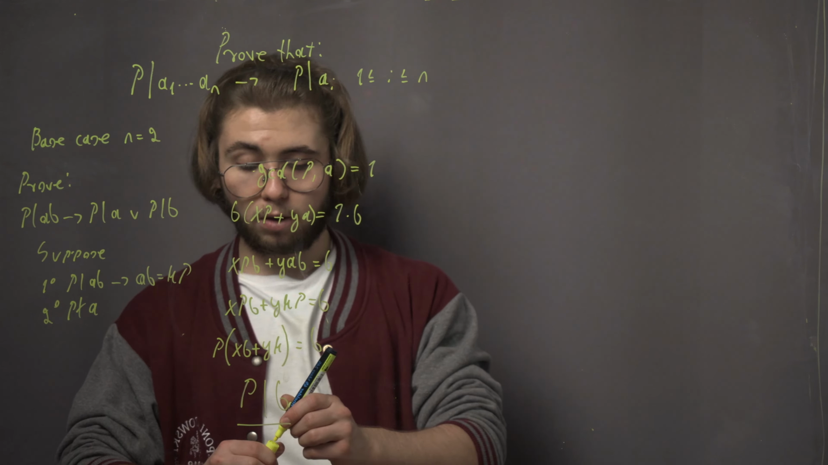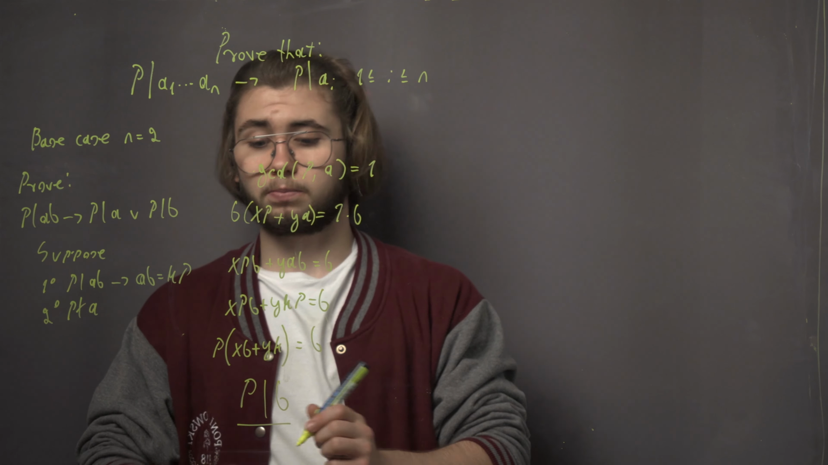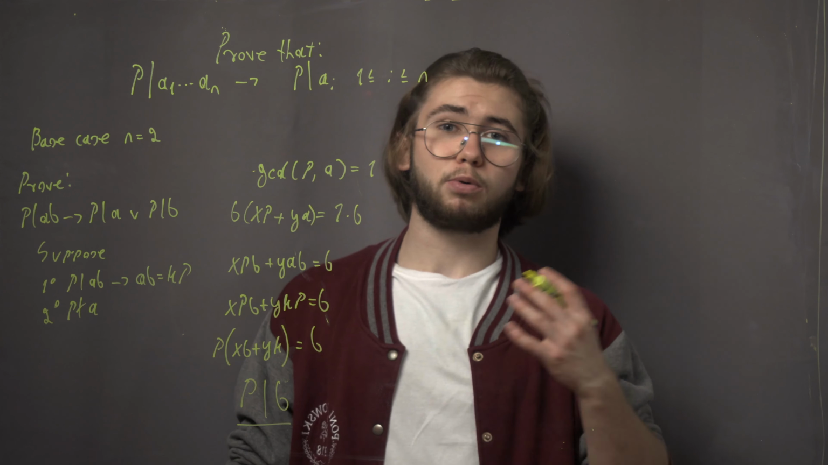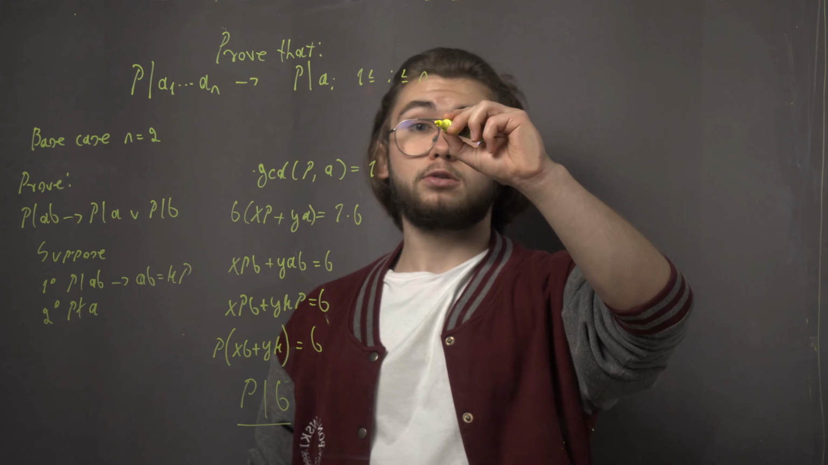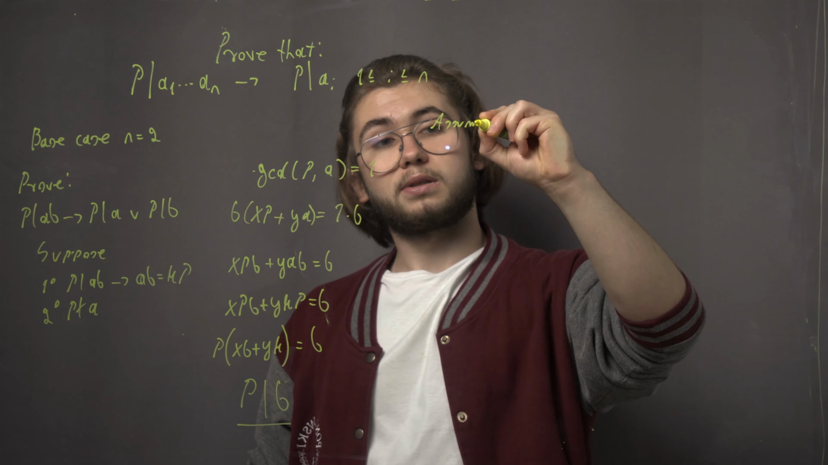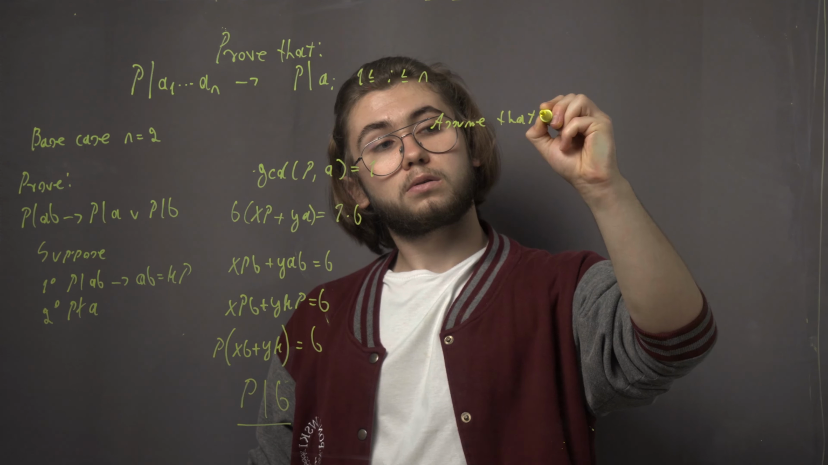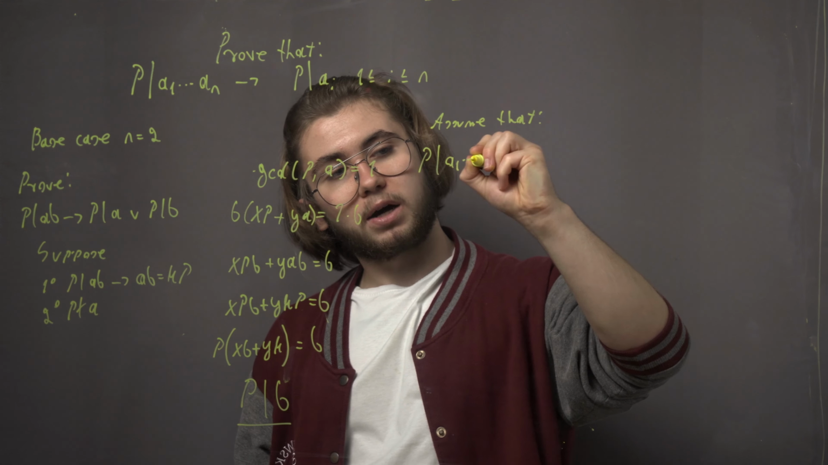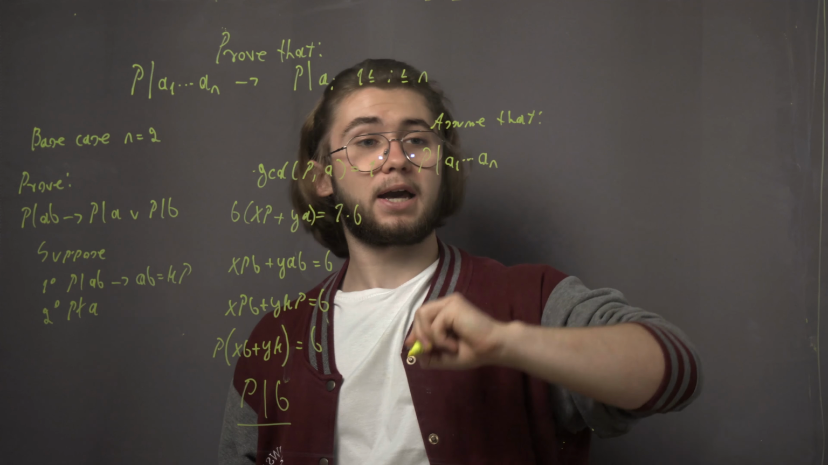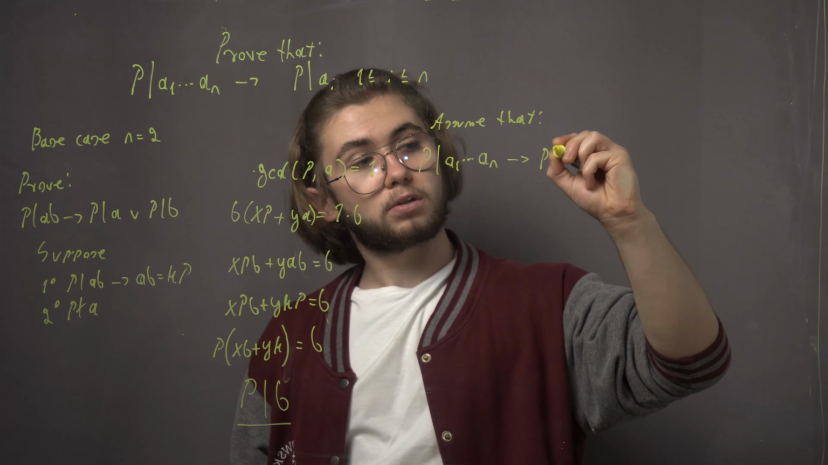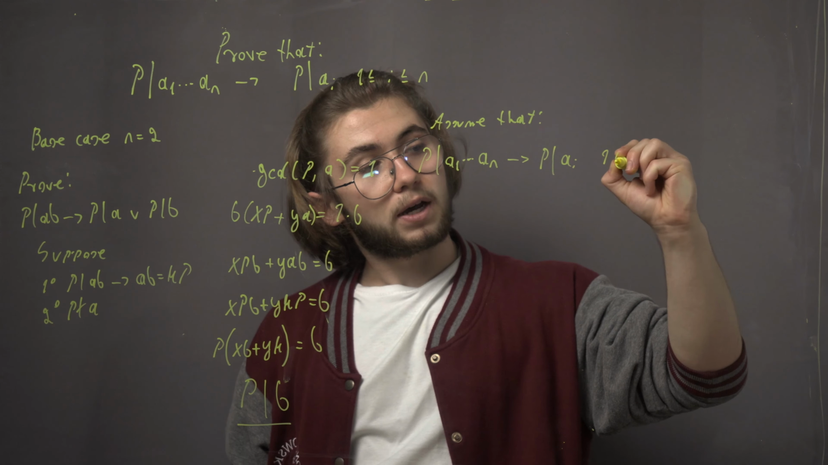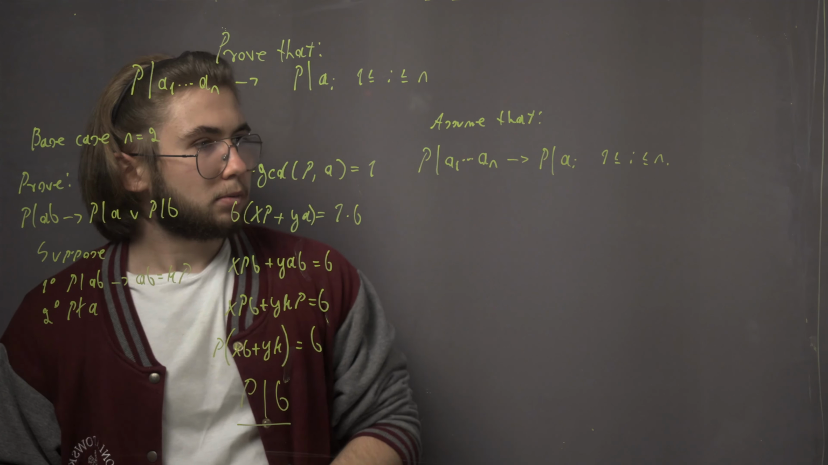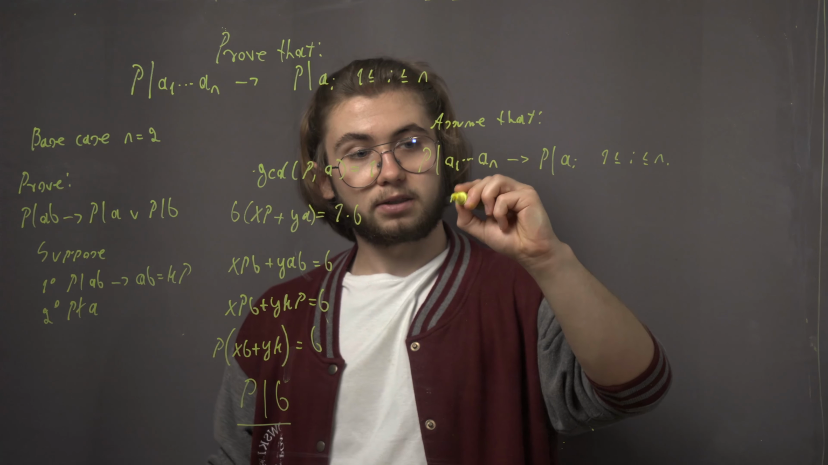Perfect. So now we can move on and we'll prove the real theorem using induction. So I would like to assume that for n, we have that p divides a1 times, multiplying stuff up, to an, and it will imply that p will divide some ai with i between 1 and n. Yeah, perfectly. And so right now we'll do the inductive step.